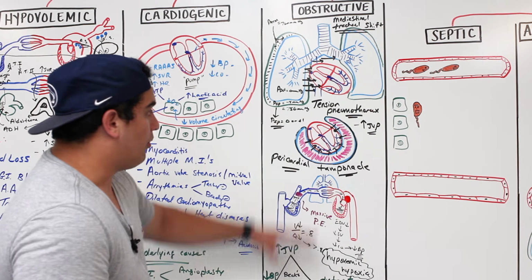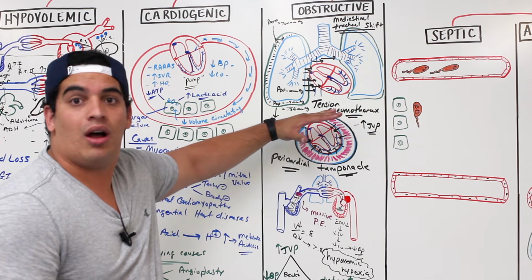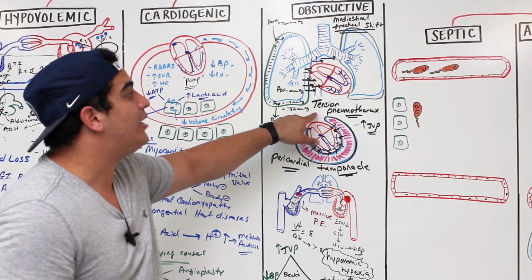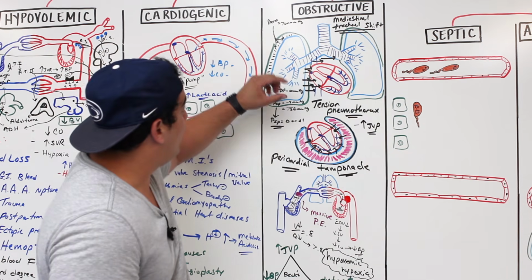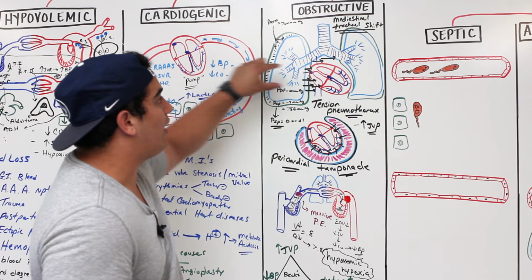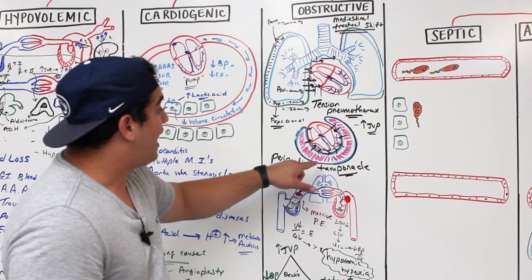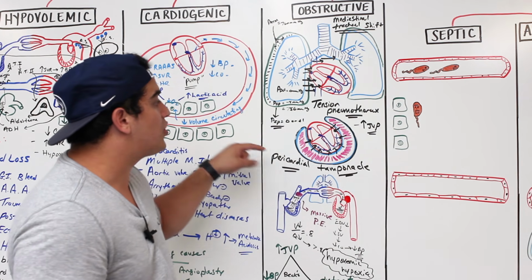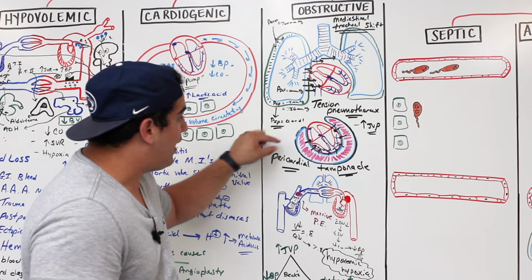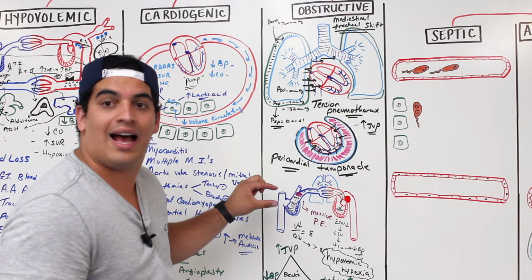How would you treat these people? It obviously depends upon the cause. If they have a tension pneumothorax, do a needle decompression. So insert a needle in there and equalize the pressure so that you can get the air out of the pleural cavity. If they have a pericardial tamponade, do what's called a pericardiocentesis, where you drain the fluid out of the pericardial cavity.